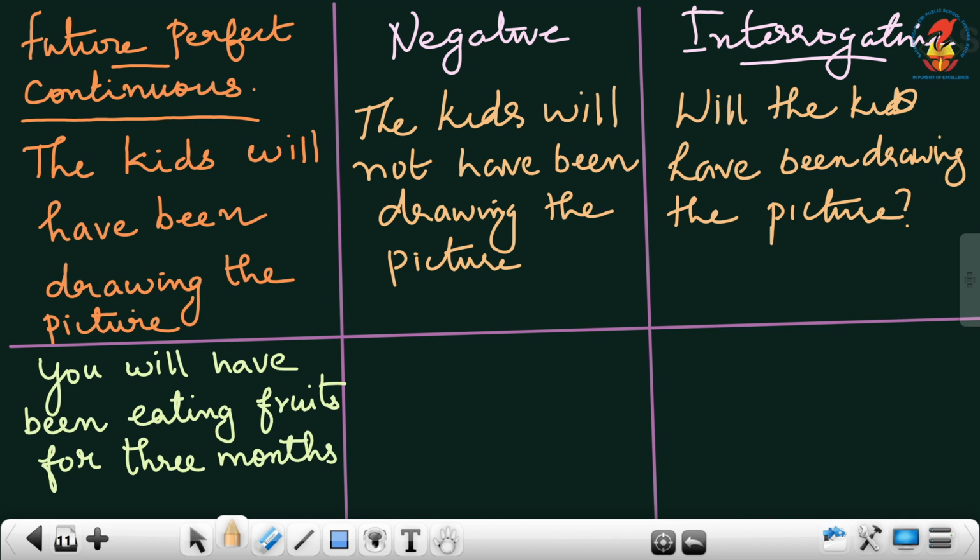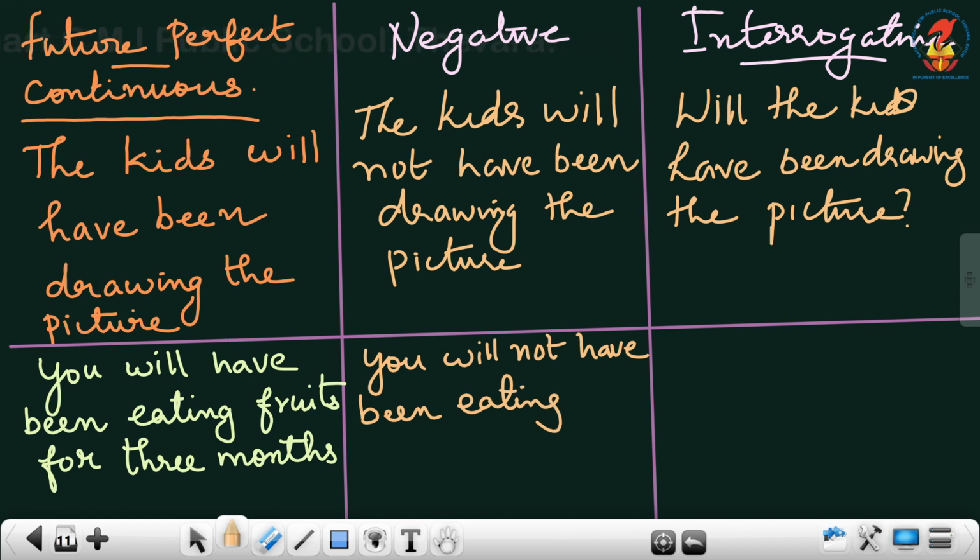You will have been eating fruits for 3 months. Make it negative by adding "not", is it? So what will be the answer? You will not have been eating fruits for 3 months.